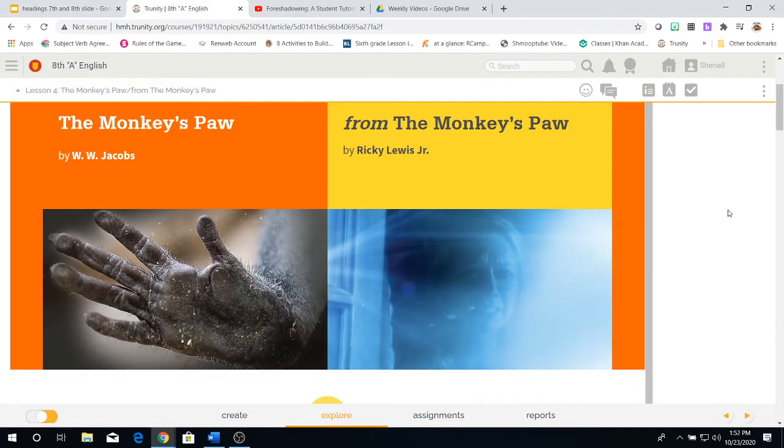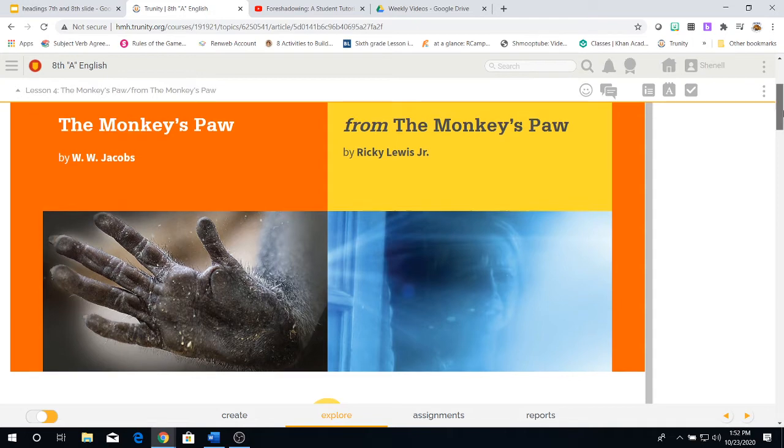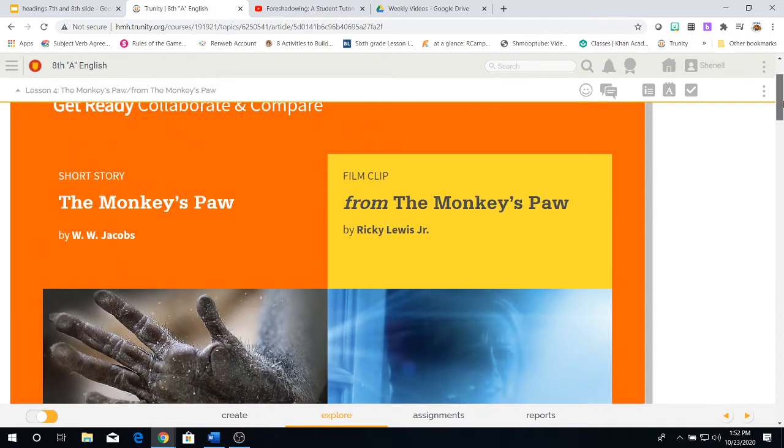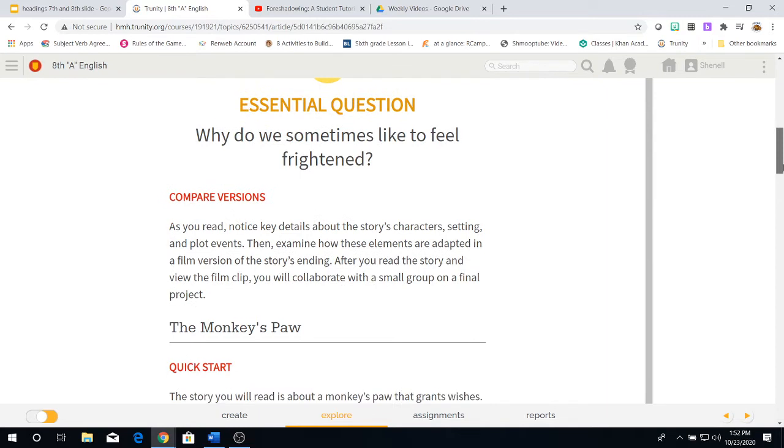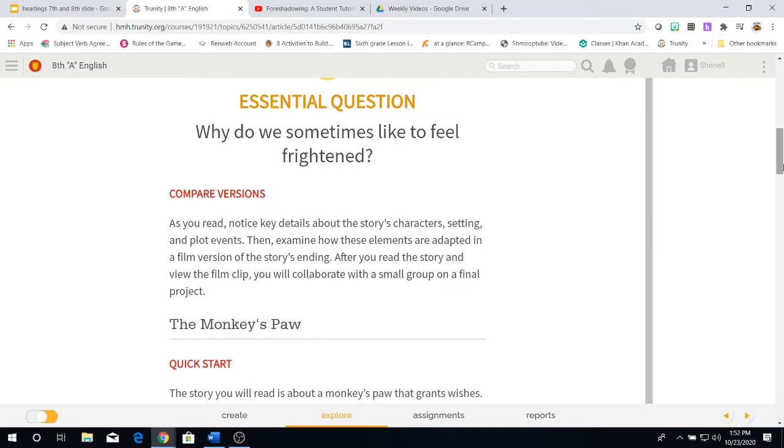Now, for this week, we are going to be reading The Monkey's Paw. It's a short story written by W.W. Jacobs, and the following week we'll be seeing the film clip and making a comparison between a written and a visual aid. Our essential question remains the same for Unit 2 this week. Why do we sometimes like to feel frightened?